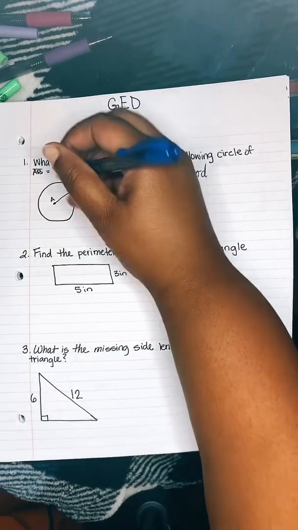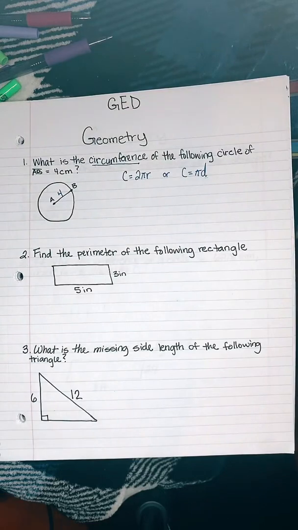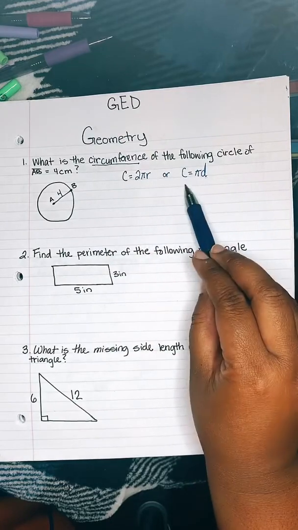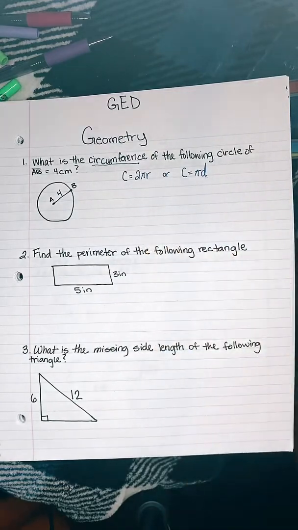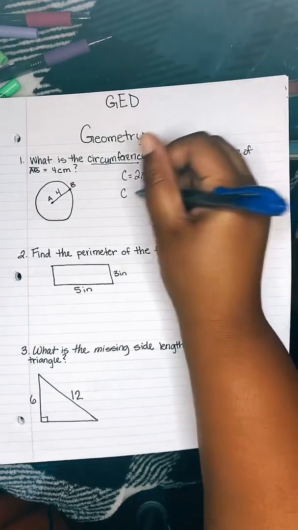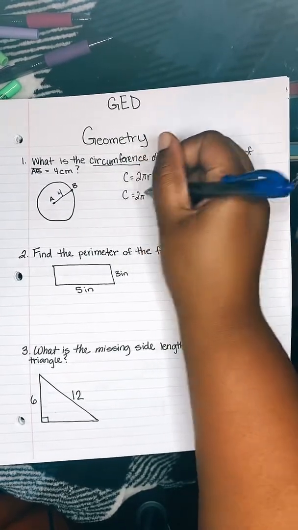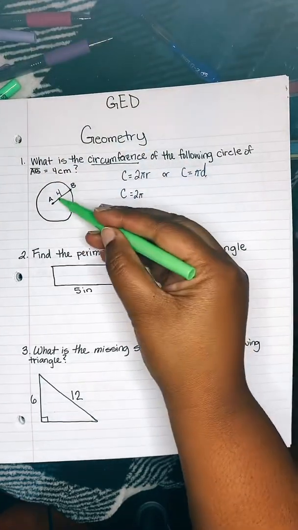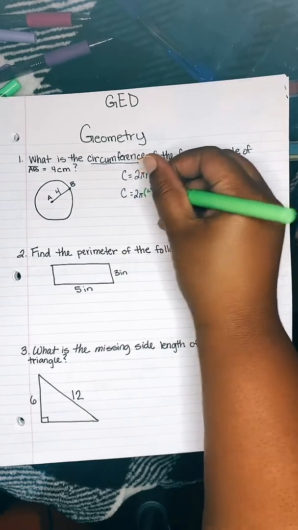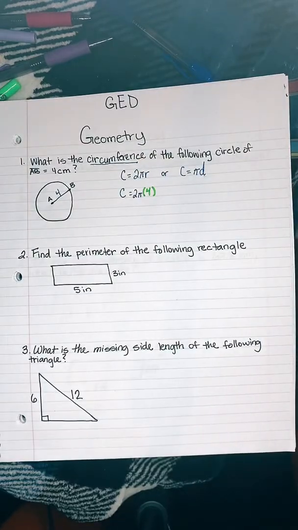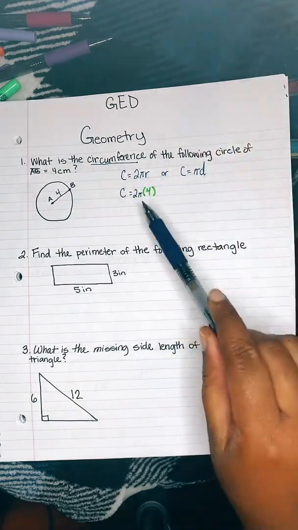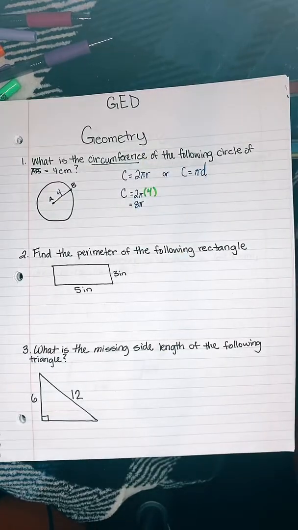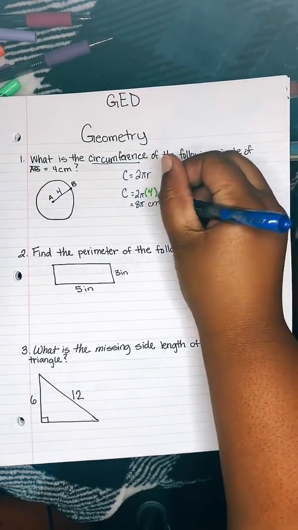And they told us here that AB is 4, so I can put 4 there. By me knowing that this is a radius, I know which formula I'm going to use. I'm going to put C, which stands for circumference, equals 2 times pi. And then I'm plugging in, this is the key right here, I'm plugging in this number for r. So I put times 4. So we have 2 times 4 is 8, and then I'm just going to leave it as 8 pi. And we're going to have centimeters.